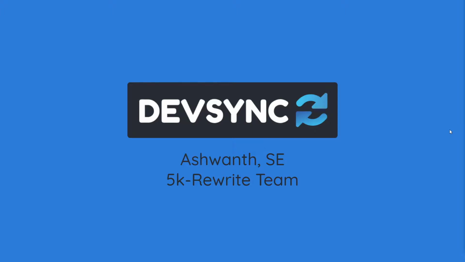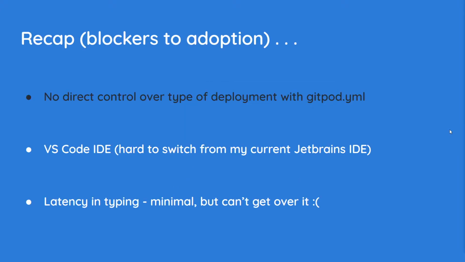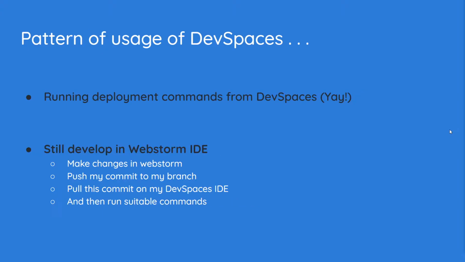In the previous hackathon, I talked about 3 blockers to adoption and I had a solution for the first problem called Dev Launcher. Today, I want to solve the other 2 problems I mentioned. I've been examining my own usage of DevSpaces and the good news is I have been running deployment commands from DevSpaces. But I still do my development work in WebStorm.